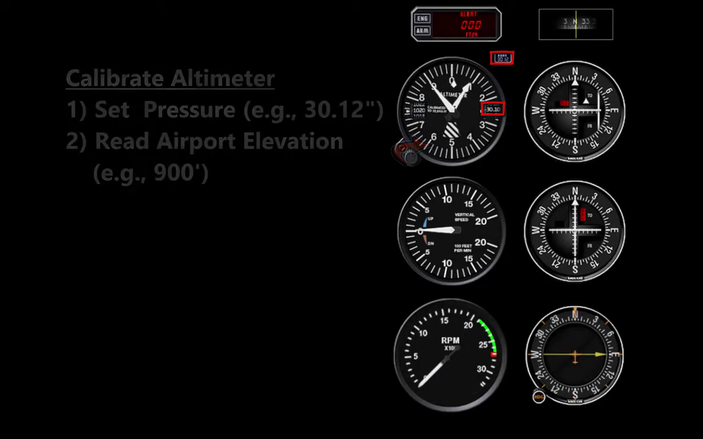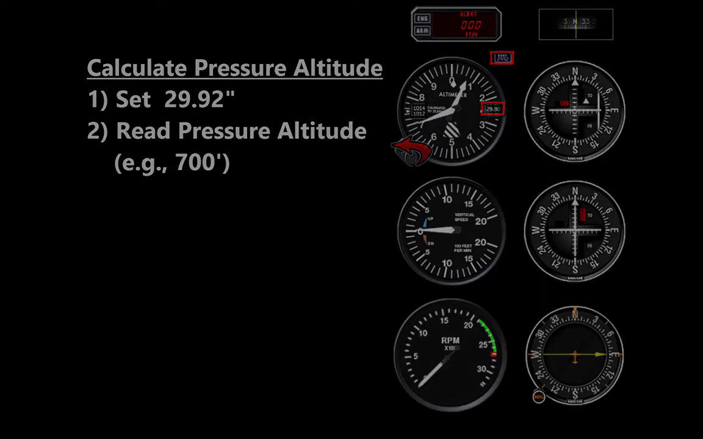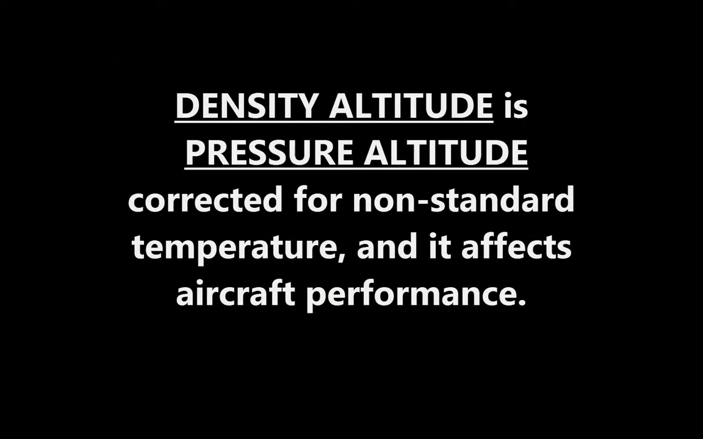To read pressure altitude, set the altimeter to 29.92, and what is read is the pressure altitude. Density altitude is simply pressure altitude corrected for non-standard temperature. The aircraft's performance is affected by the density of the air, so this value lets pilots take steps to account for the difference in engine and aircraft performance.